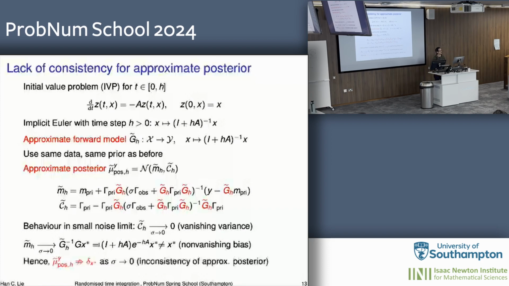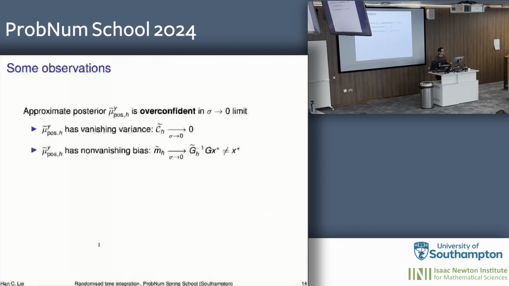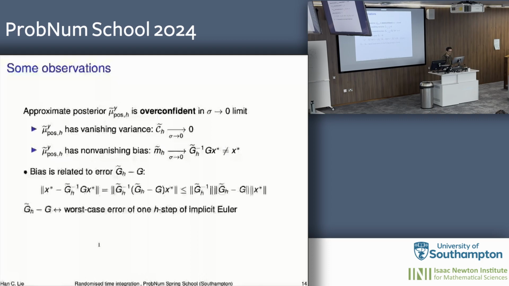And this is an example where we have overconfidence, right? Because now your posterior is not going to converge weakly to the Dirac at x star. So we have an inconsistent statistical inference procedure when we are using the approximate posterior. So some observations: we have overconfidence in the small noise limit because we have vanishing variance but non-vanishing bias. The bias is related, as you would expect, to the error of our approximate forward model G tilde H. And in fact, you can bound the bias by an operator norm of G tilde H minus G, which is, heuristically speaking, like the worst case error of one H step of implicit Euler.